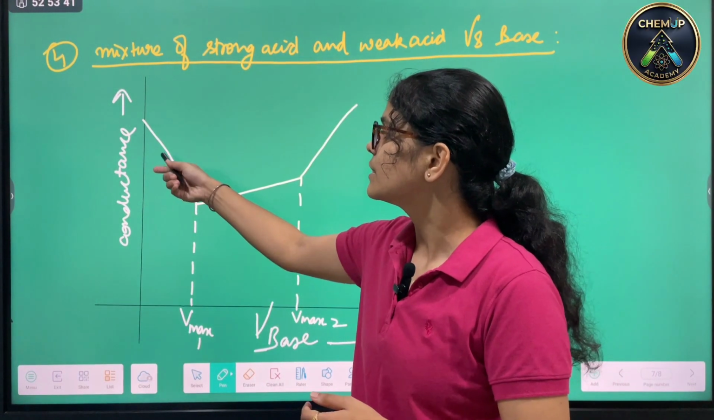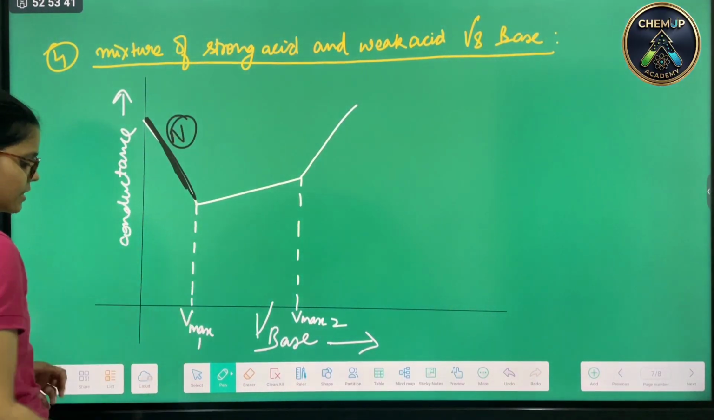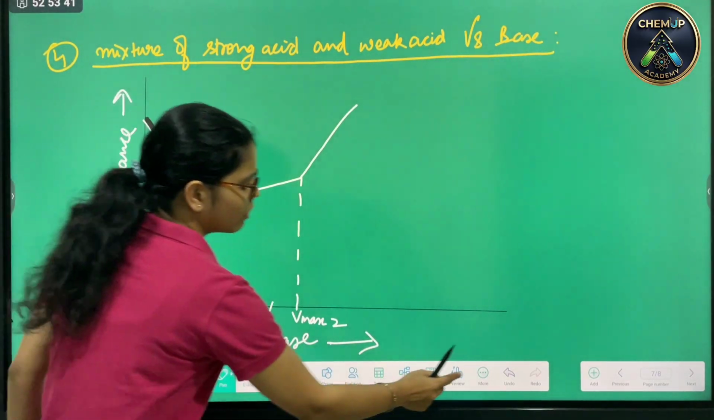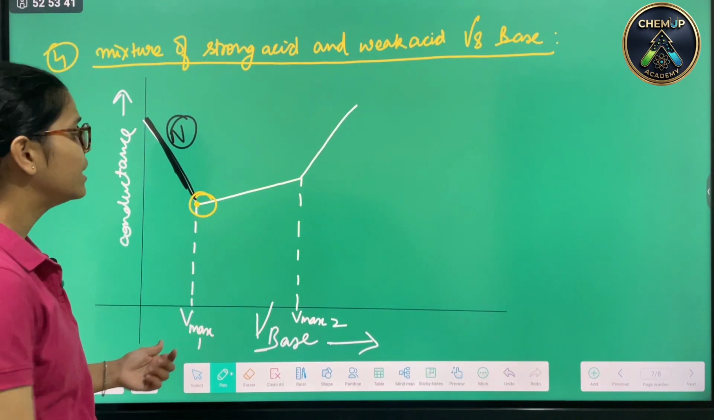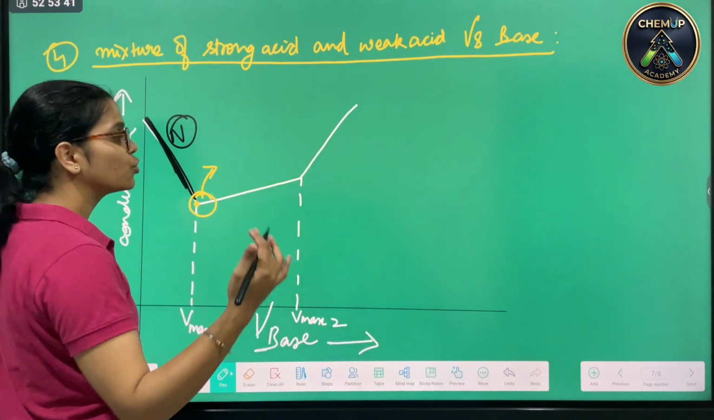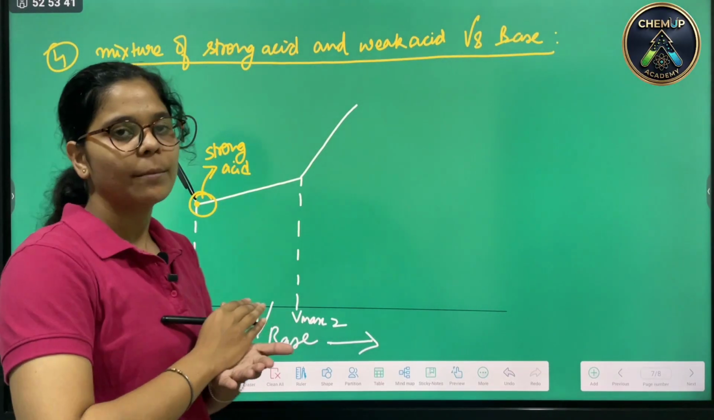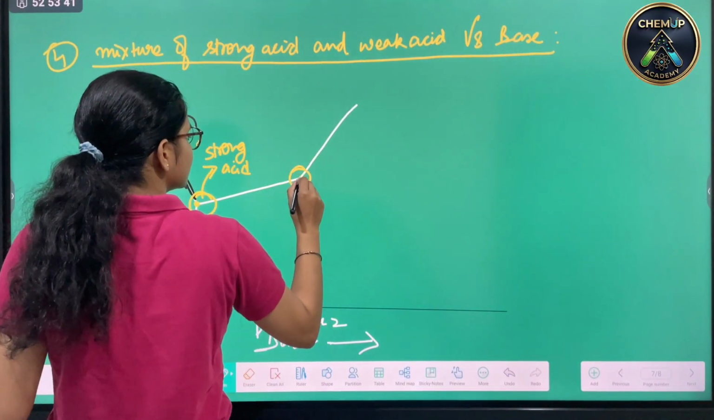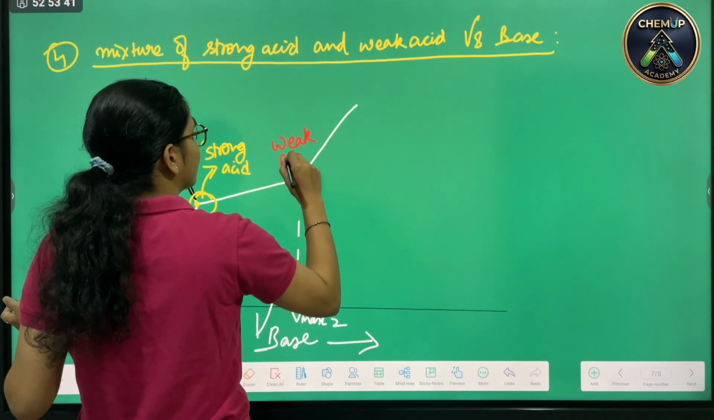See, the same thing goes again. The first decrease we are observing is because of neutralization. Then we got the first point, the first equilibrium point, the first V max. That means this is the equilibrium where neutralization is completely done for the strong acid. First the base finished off the strong acid, then in the second round it finished off the weak acid.